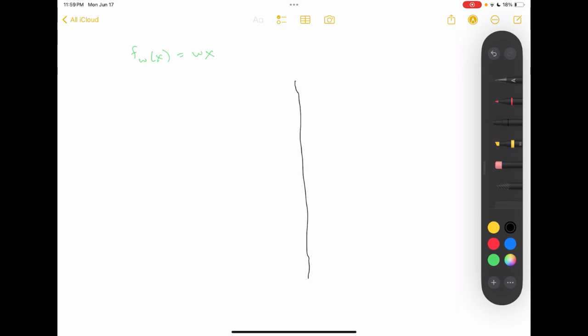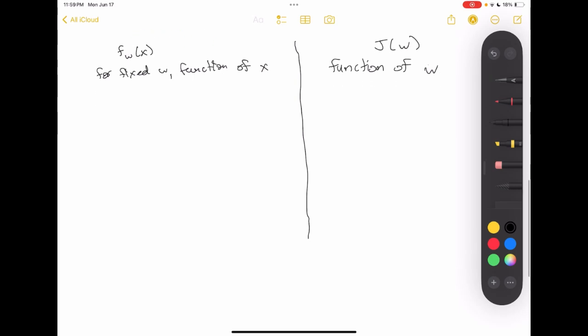So on the left side, we'll have our model, f subscript w of x, which for fixed w is a function of x. On the right side, we'll have our cost function. This is what we just worked with. It's going to be j of w. So on the right-hand side, we have a function of w. All right, so I'll make a graph right here, and this represents our data points. So x is on the x-axis here, so I have 1, 2, 3.